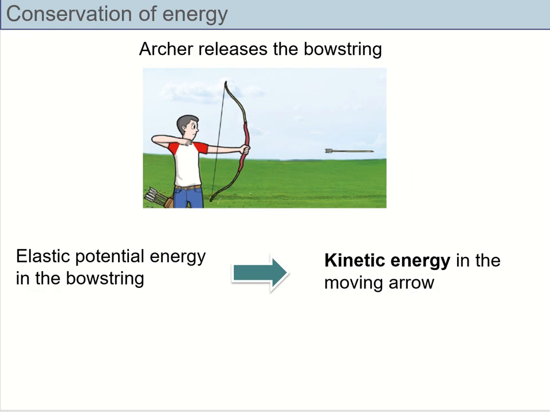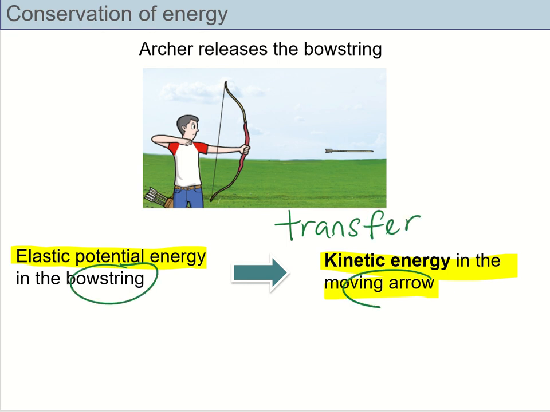So now he releases the energy and then the bow moves forward. Again, if I were to ask for the overall energy conversion, you only need to write elastic potential energy in the bowstring converted to kinetic energy in the moving arrow. So you can see that there are two things happening here. There is a transfer of energy from the bowstring to the arrow. At the same time, there is also a conversion of energy from elastic potential to kinetic, right? So this is the overall energy conversion.